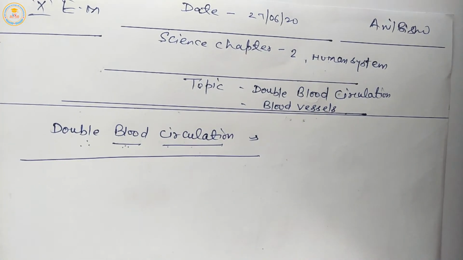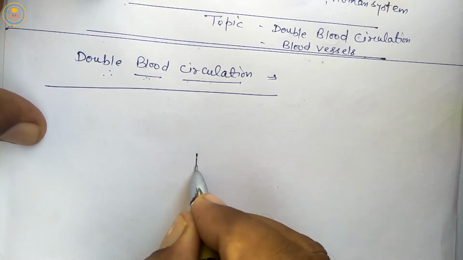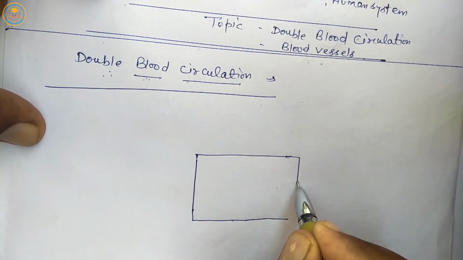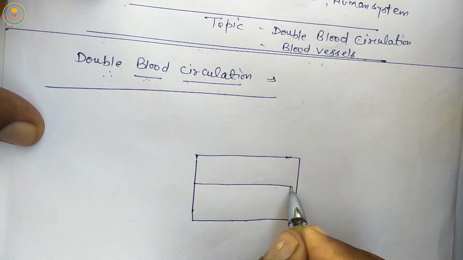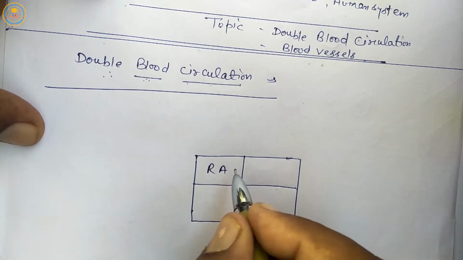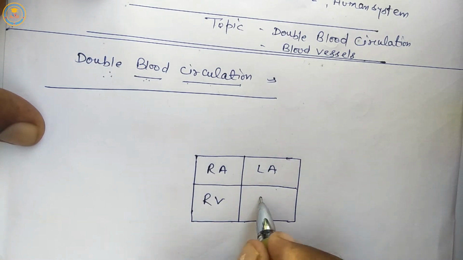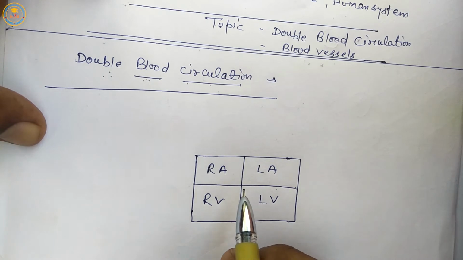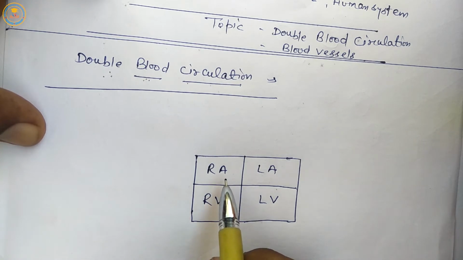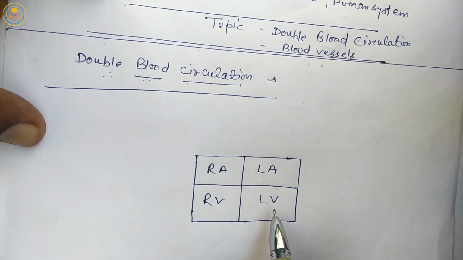First of all, I draw a linear figure or flow chart of double circulation. Students, the human heart is complete four chambered. It means first is right auricle, second is left auricle, next is right ventricle, next is left ventricle. Once again, the human heart is complete four chambered, 1 2 3 4. In the upper side are located atrium or auricle, in the lower side are located ventricle.